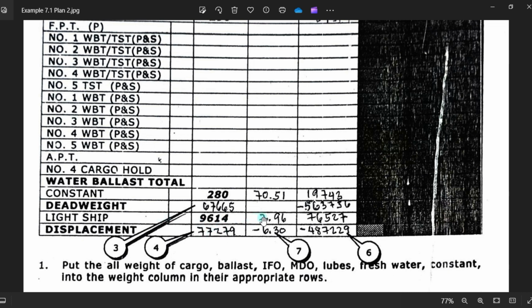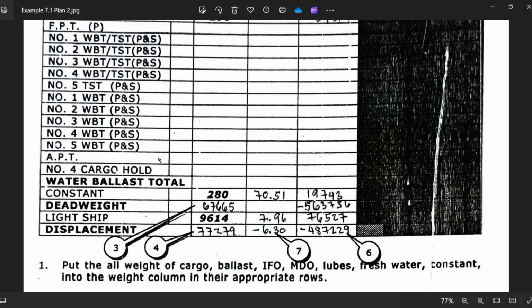So this is the LCG of the light ship. Multiply this LCG with the weight of the light ship of 9,614, and you have a total of 76,527 longitudinal moment. Then you subtract this one from this one, because this is negative and this is positive, and your longitudinal moment will be 487,229.